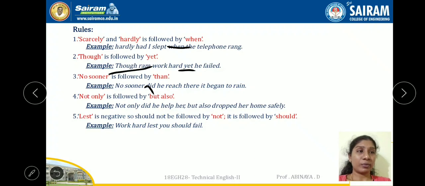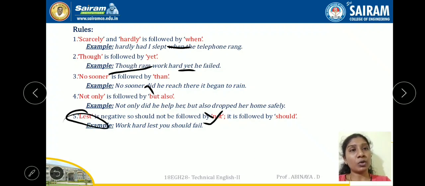Fifth one, lest is negative, so it should not be followed by not. The word lest itself is negative, so you need not put not there. Instead, go with should. See the example: work hard lest you should fail. Lest itself carries the negative meaning, so don't include any other not or none. So lest is followed by should.